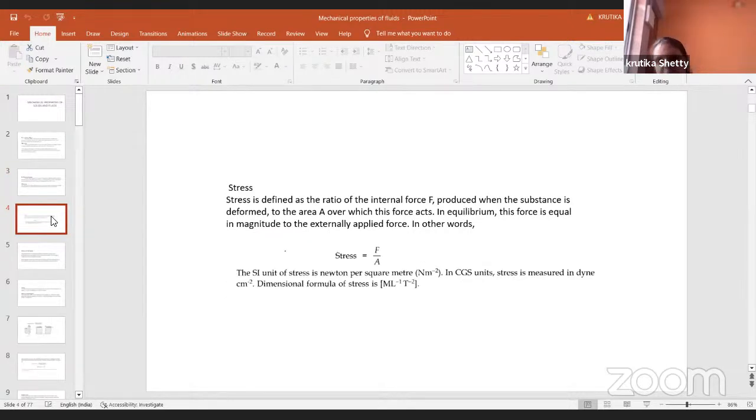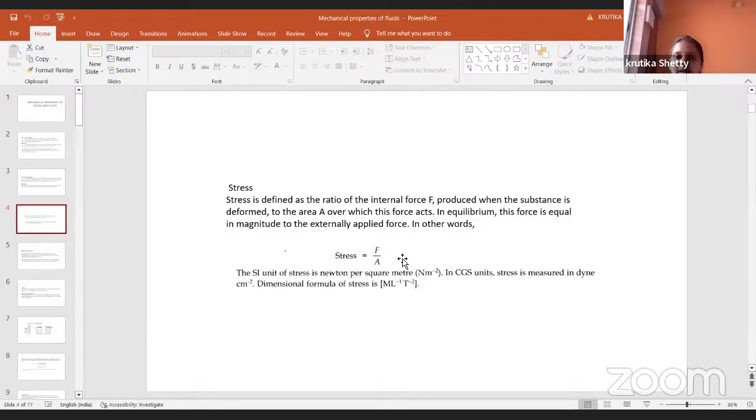Next in this chapter we have stress. What do you mean by stress here? So stress is defined as the ratio of the internal force produced when the substance is deformed to the area A over which this force acts. So stress equals F divided by A.